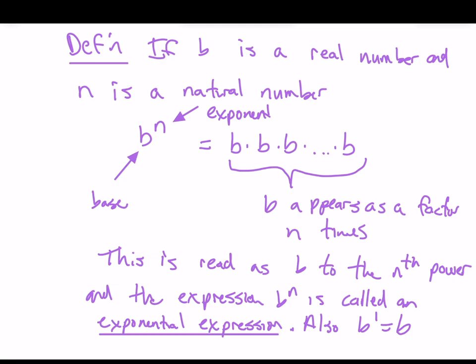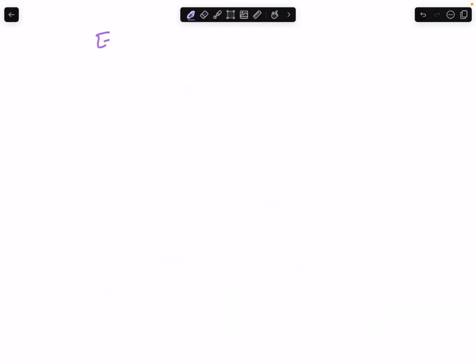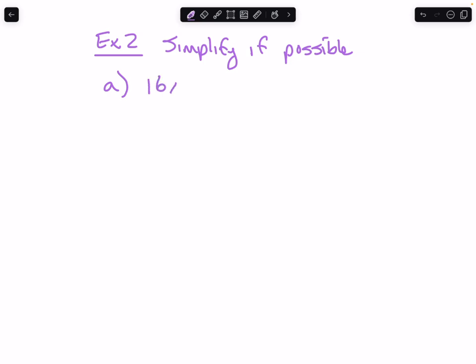Okay, let's do another example. Example 2. We want to simplify if possible. So we start in part A with 16x squared plus 5x squared. Well, how do we combine those? We can combine like terms by just adding the coefficients 16 plus 5, because our x squared is the variable to the same power. So that's 21x squared.